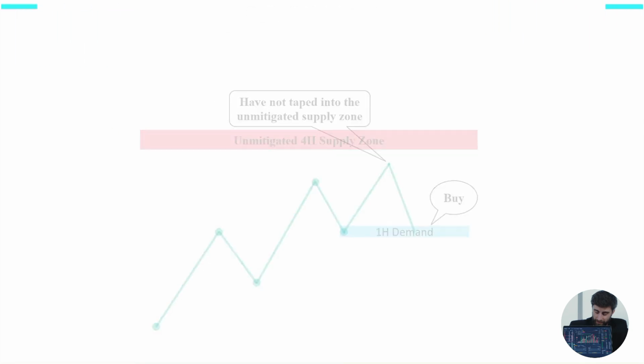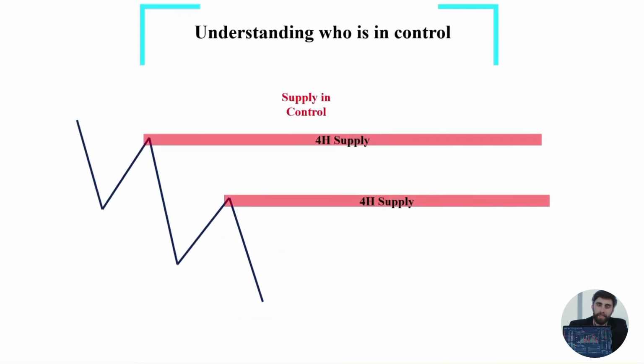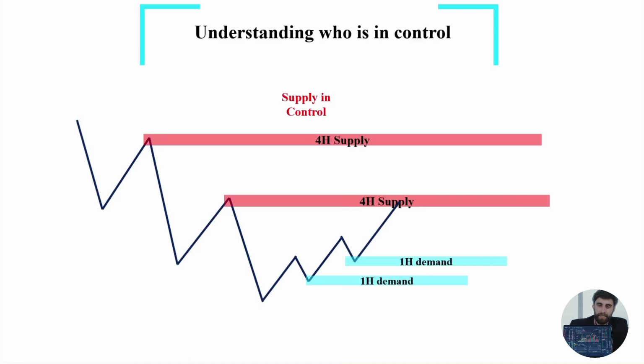Now let's have an example to explain how to establish which side is in control. Look at this example. Imagine this is 4 hour structure, and we can clearly see that we are in a downtrend, so supply is in control. Although we have a short-term uptrend, as long as we stay below the 4 hour supply zone, we have a bearish bias. But if we break the major 4 hour supply zone, we can establish the demand took control.